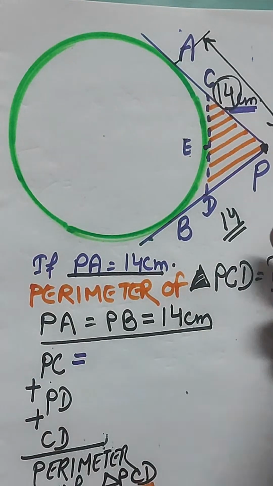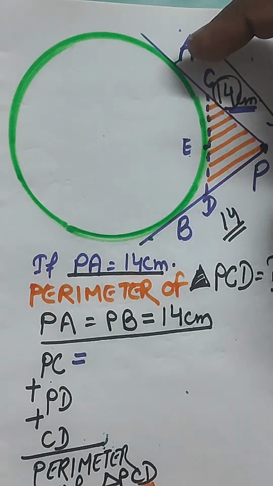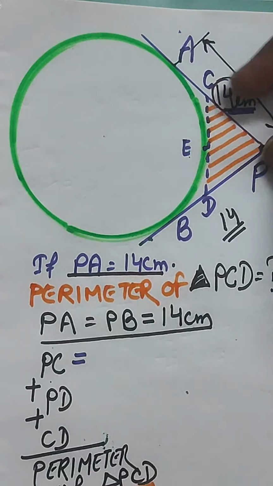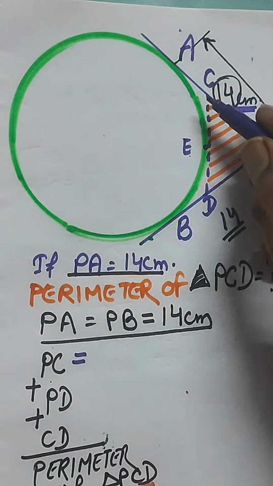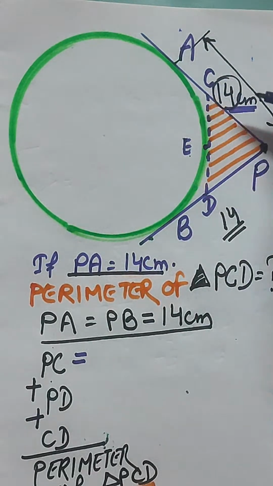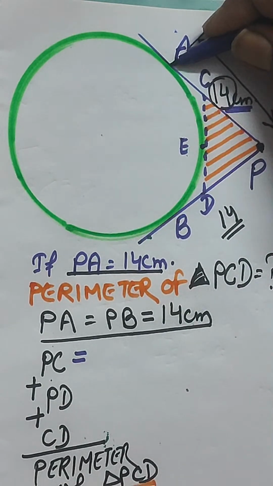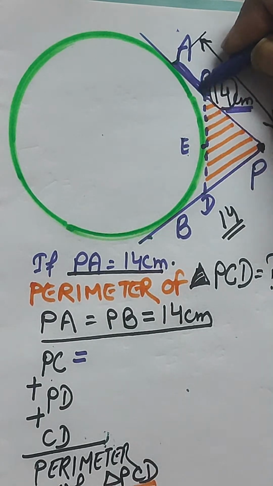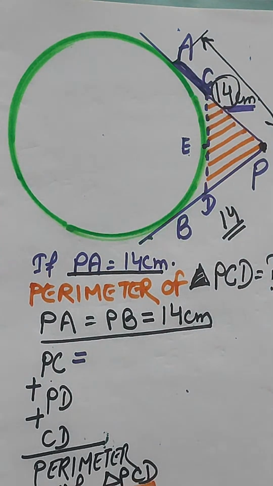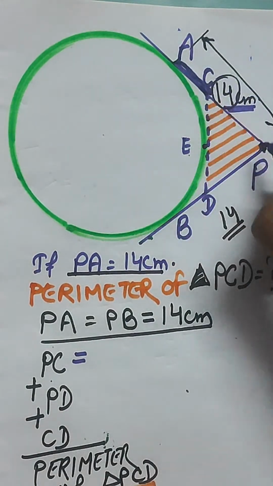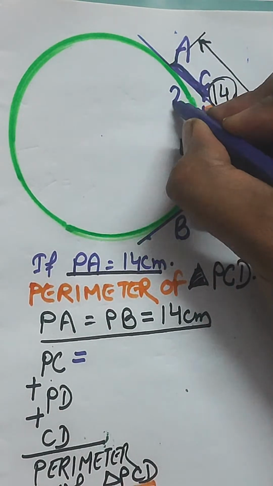So to calculate PC, you know the length of PA, not PC. So let us say the length of C to A, this portion, I'm just making it a little bold. Let us assume the length of CA is equal to x.